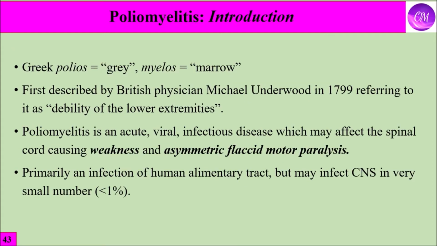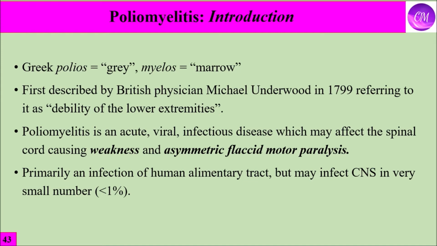Now let's continue with poliomyelitis, or shortly, polio. This term is taken from the Greek, meaning gray marrow. It was first described by British physician Michael Underwood in 1799, referring to it as debility of the lower extremities.